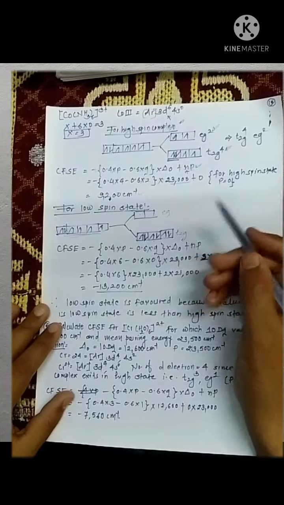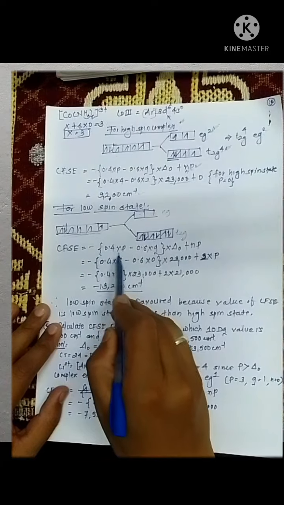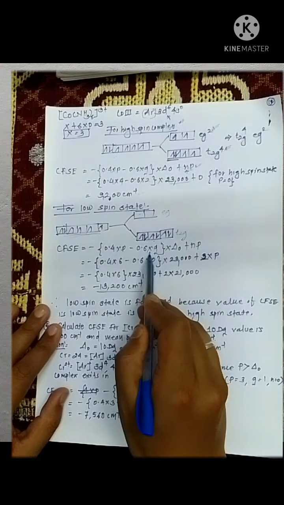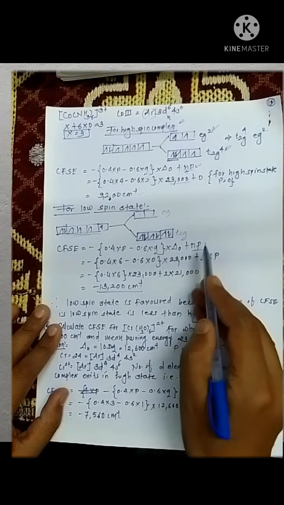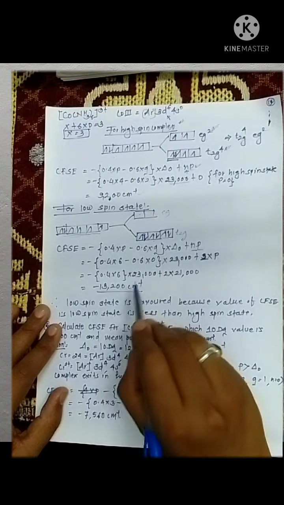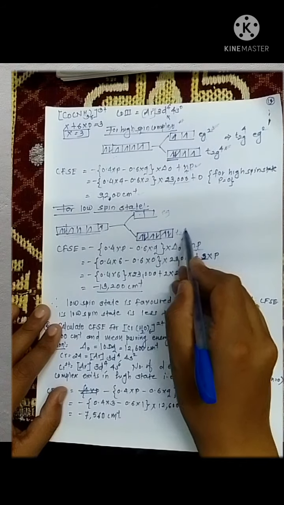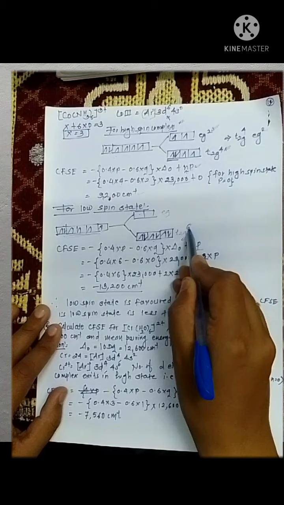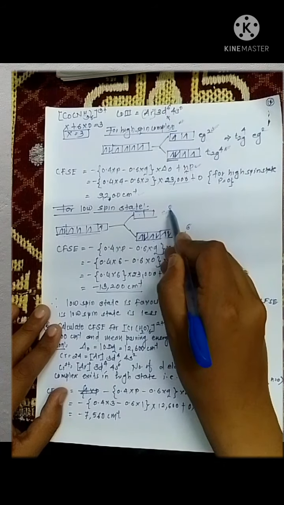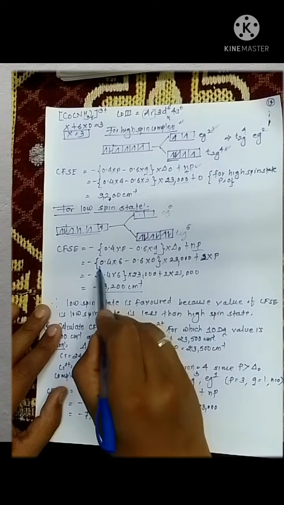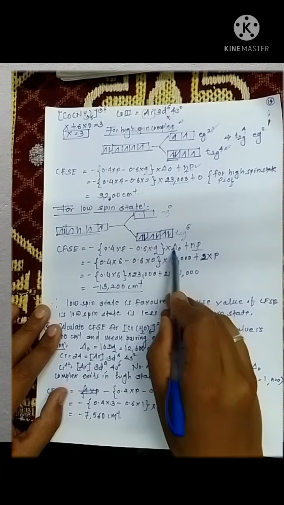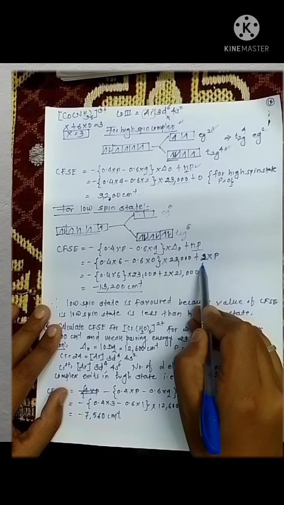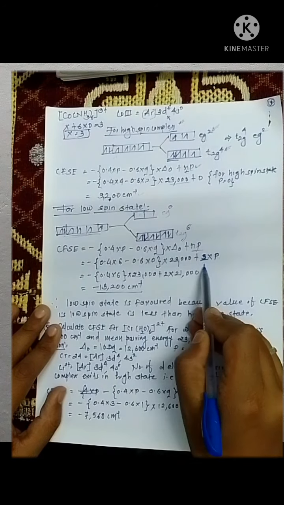Now just see here, CFSE is equal to minus 0.4 P minus 0.6 Q, multiplied by delta O, plus NP. In this case, students should note that 6 electrons are present in the T2g orbital and 0 electrons in the Eg orbital. So 0.4 multiplied by 6 minus 0.6 multiplied by 0, multiplied by 23,000, plus. Now here is the important thing: just see here, pairing energy is multiplied by 2, not by 3.